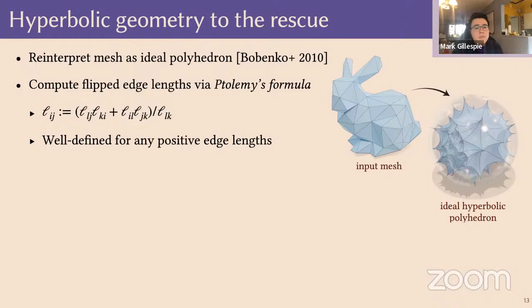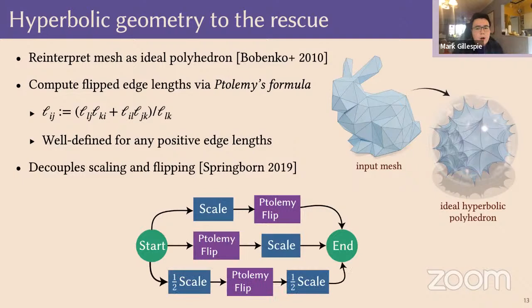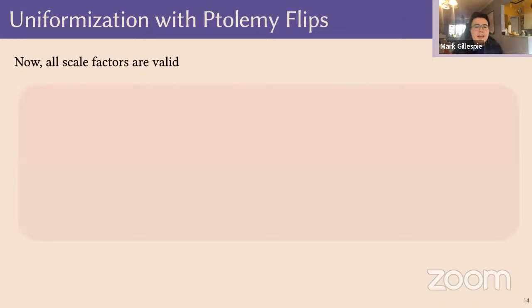The other key fact about Ptolemy flips is that they're decoupled from vertex scaling. You can scale and then flip, or flip and then scale, or even scale partway and then flip and scale the rest of the way, and you always get the same answer. So in particular, there's no reason to stop your flow at certain times to flip. You can just defer the flips until later when they're more convenient without changing the result at all. With Ptolemy flips, it's now easy to scale by any scale factors you want, and there's no need to worry about degeneracy anymore.